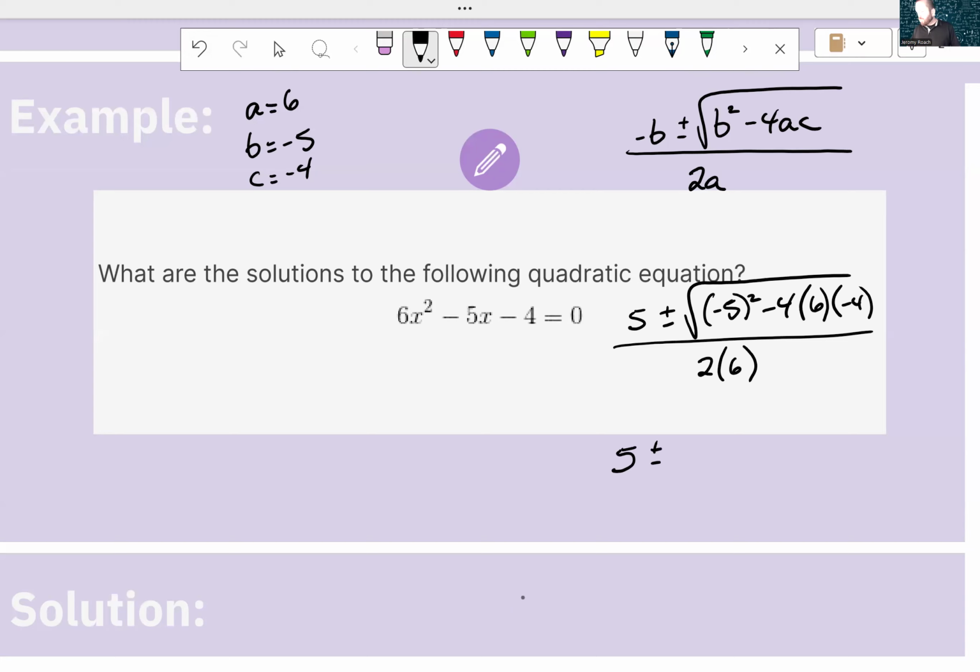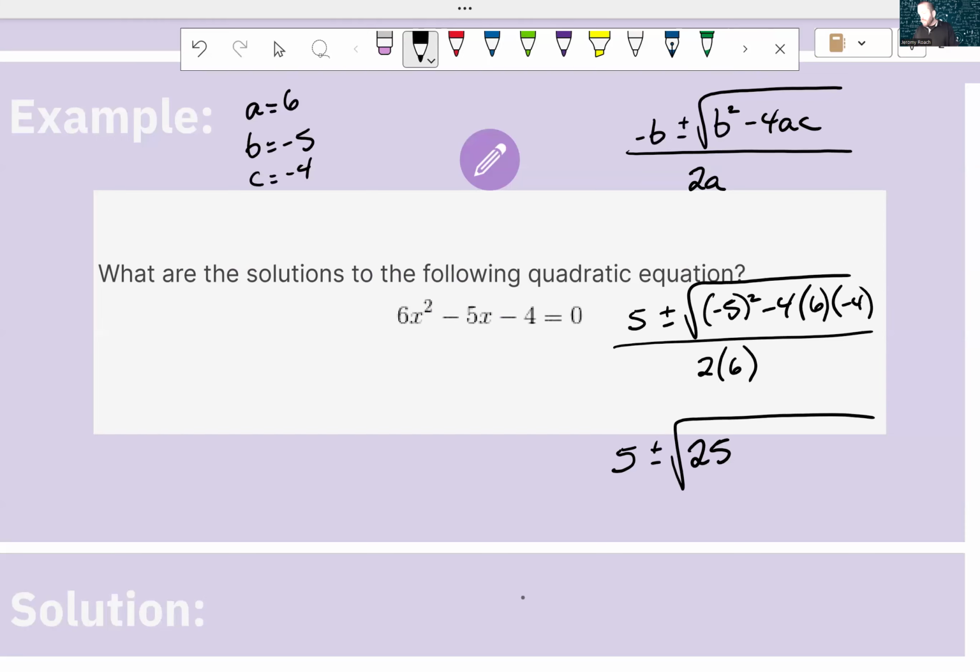So now this is 5 plus or minus the square root of, now let's do the discriminant first. (-5) squared. If you type that in your calculator without any parentheses, you might get -25. In fact, I just did on my calculator and I got -25. (-5) squared is -5 times -5. A double negative gives us a positive value. And so that's going to be 25. Anytime we square a number, it is always going to be positive.